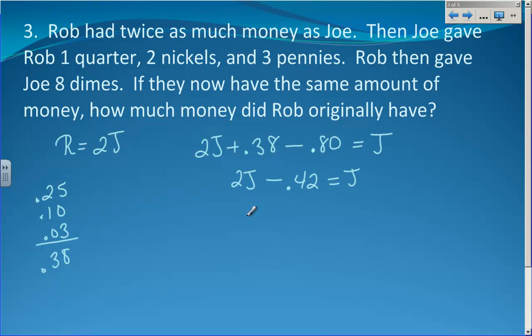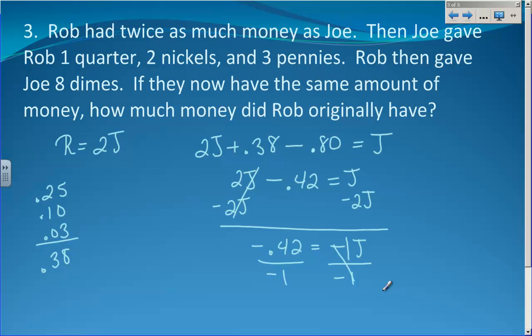And so to solve this, I'm going to move my j's over here. So I'm going to subtract 2j from both sides. So I have negative 42 cents equals negative j. Well, I can't have a negative variable, so that's like having negative 1j. So I'm going to divide both sides by negative 1. That takes off my negatives, and I get that Joe has 42 cents.